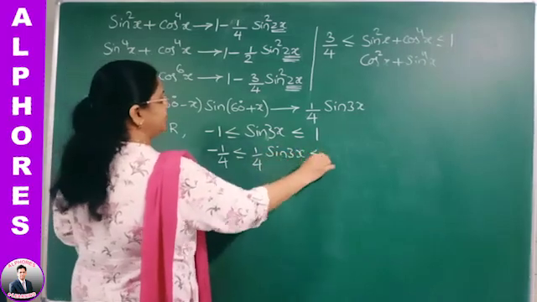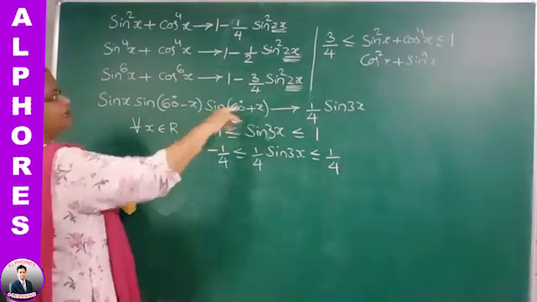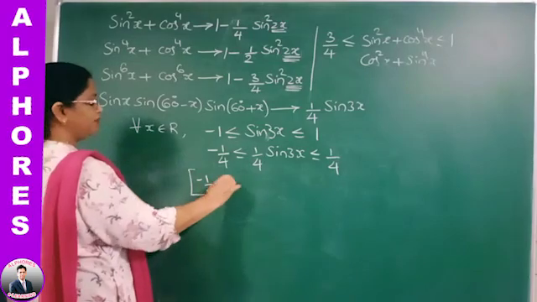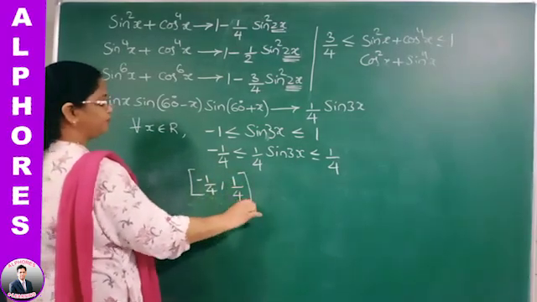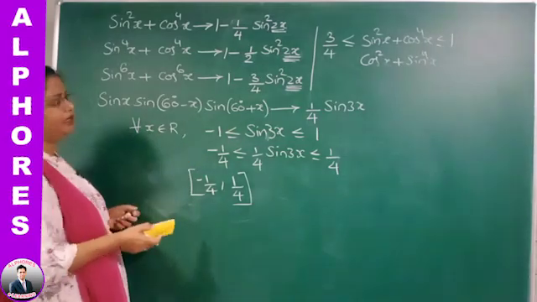It is less than or equal to 1 by 4. Got it? Therefore, what is the range of this entire function? It is nothing but the closed interval minus 1 by 4 comma 1 by 4. Okay, so in this way, just by making use of our known values, you can write it.